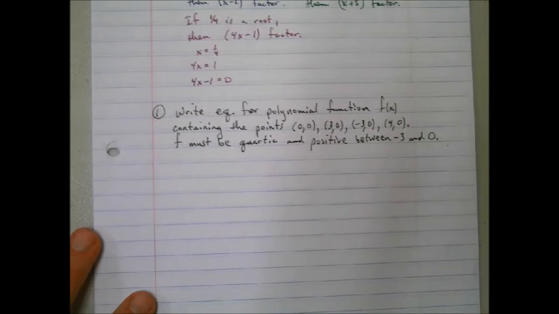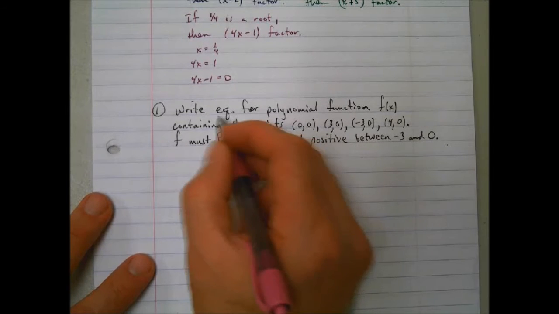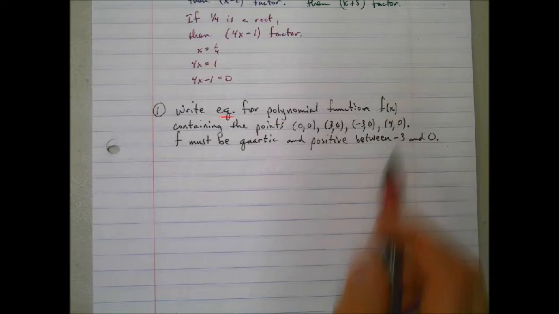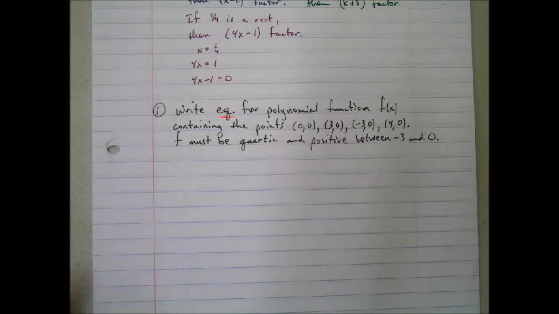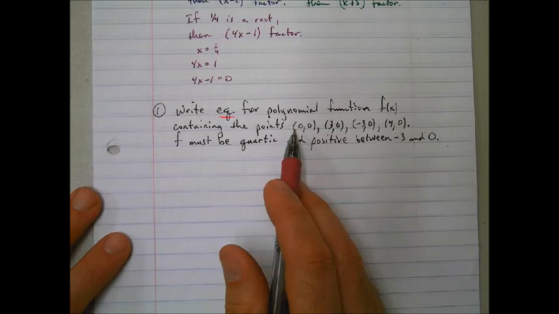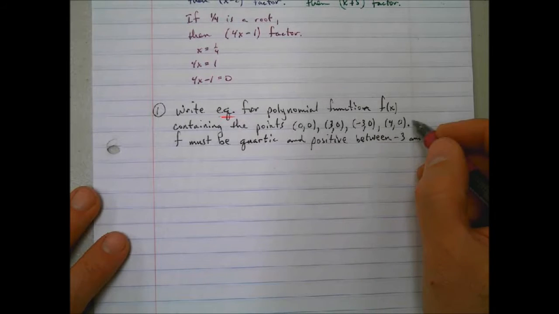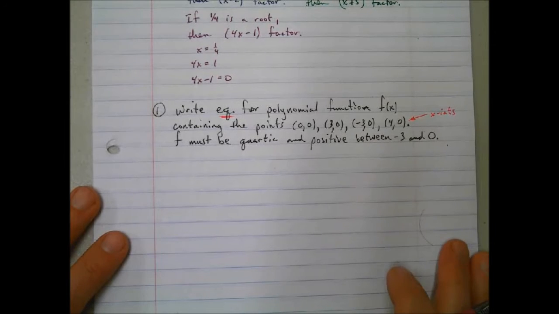Okay, so some things to notice. We are writing equations. And since it's an equation, you need y equals f of x equals whatever is appropriate. In this case, f of x equals. The points that they gave us, notice that the y coordinates are 0 for all of those. So all of these are x-intercepts, or zeros, or roots of the function.